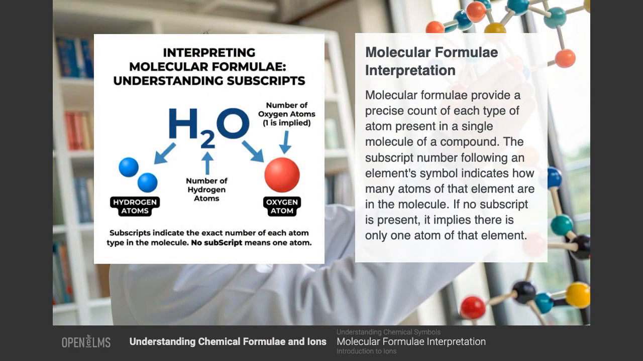Molecular formula interpretation. Molecular formulae provide a precise count of each type of atom present in a single molecule of a compound. The subscript number following an element's symbol indicates how many atoms of that element are in the molecule. If no subscript is present, it implies there is only one atom of that element.